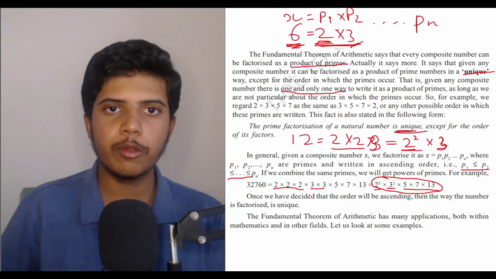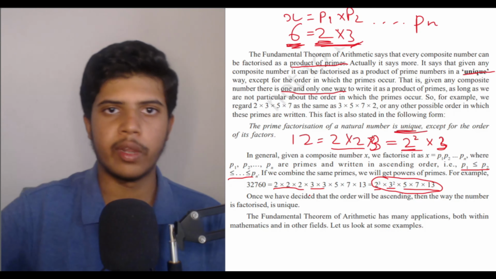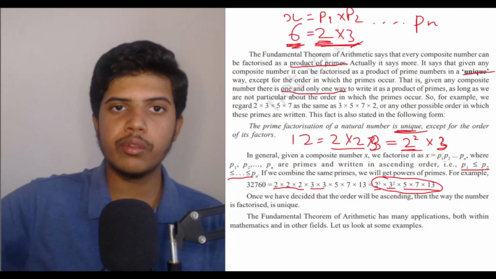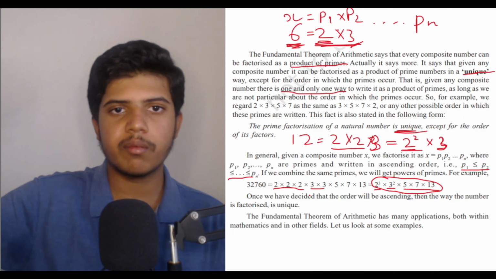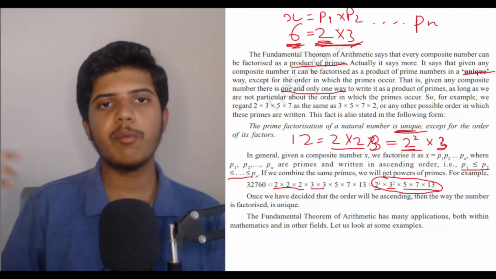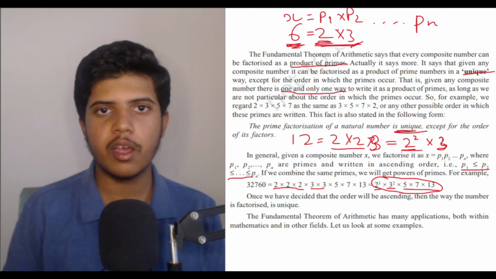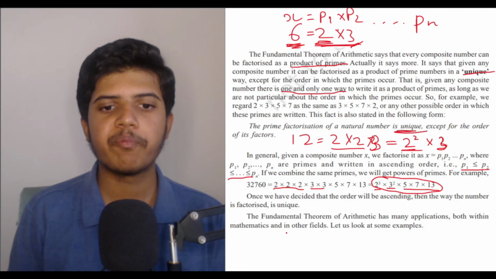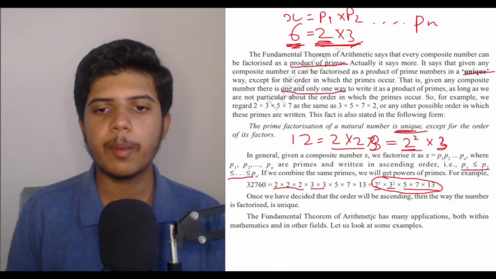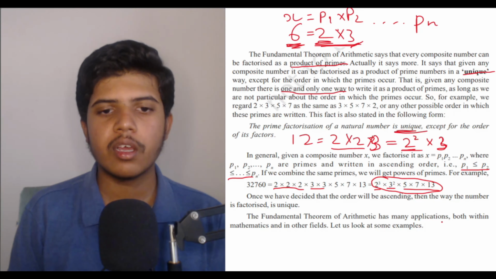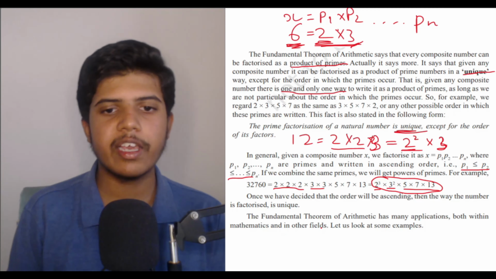6 is equal to 2 into 3, and 2 into 3 is equal to 6. Unique. 2 into 3 can't be equal to anything else, and 6 can't be expressed in terms of any other prime factors. The fundamental theorem of arithmetic has many applications, both within mathematics and in other fields.